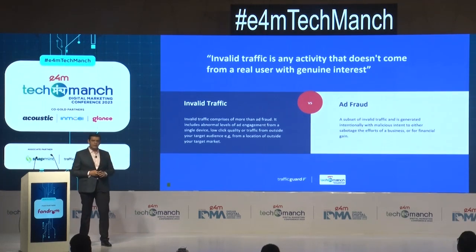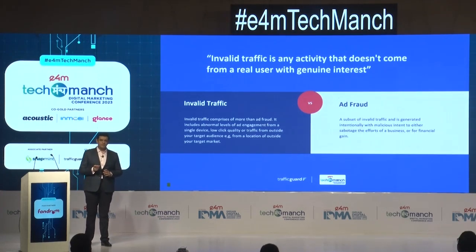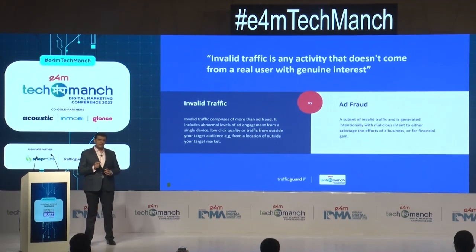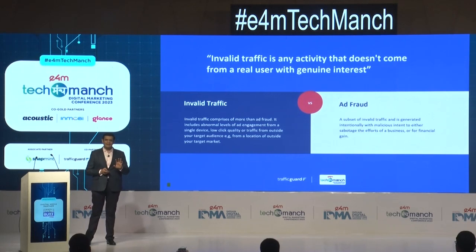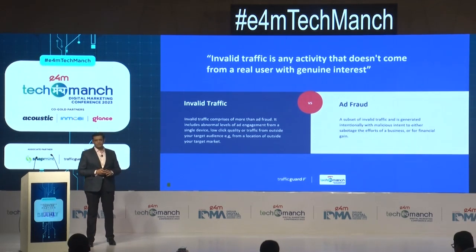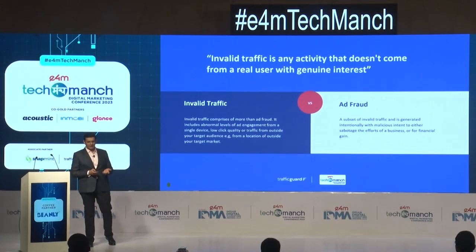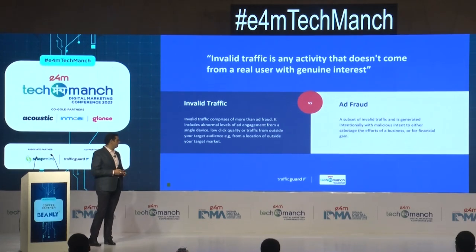Ad fraud, on the other hand, is a kind of invalid traffic which is mostly driven intentionally to harm your campaign objectives. Most likely, it is driven for financial gains by the partners.